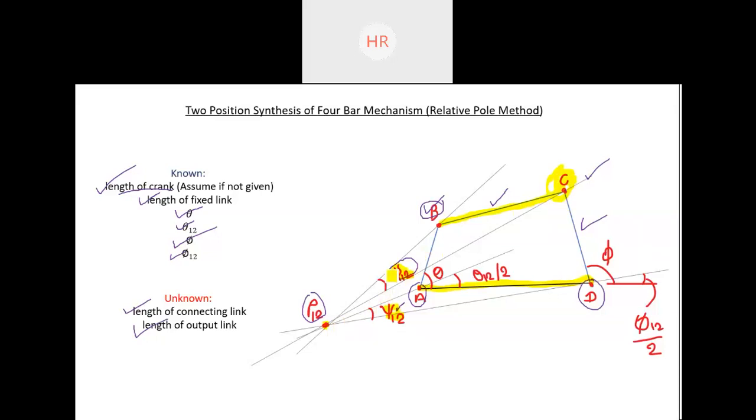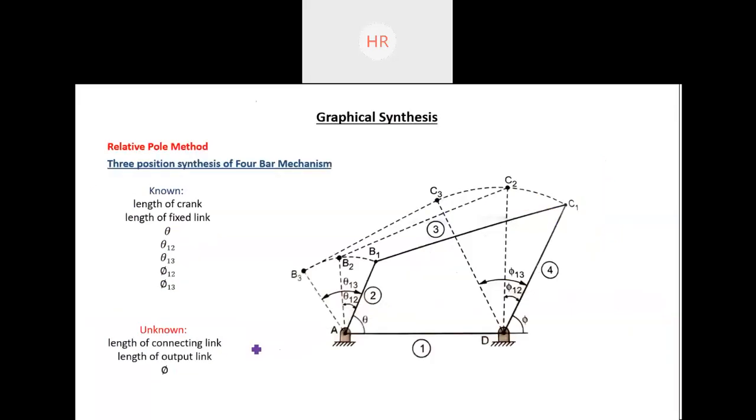So actually we have used the property of pole point, which states that the angle subtended by these fixed points at pole point is equal to the angle subtended by coupler link at pole point. So the same procedure we can extend to three position synthesis also. So let's have a look at it. Relative pole method for three position synthesis of 4-bar mechanism.